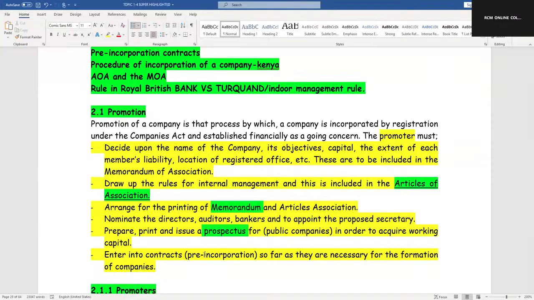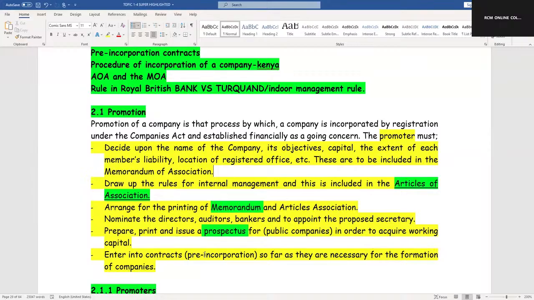Those contracts will likely be done by the promoter to support and enable the formation of the company. So we call them pre-incorporation contracts. Part of the duty is to enter into any pre-incorporation contract, so far as that kind of contract is necessary to enable the company to come into existence. These are part of the duties of a person we call a promoter.